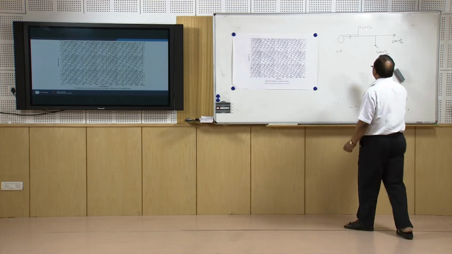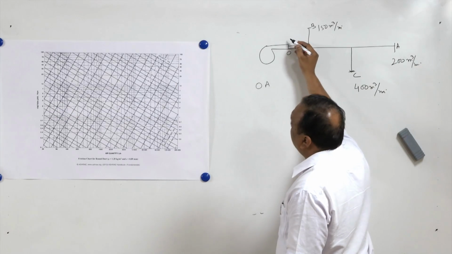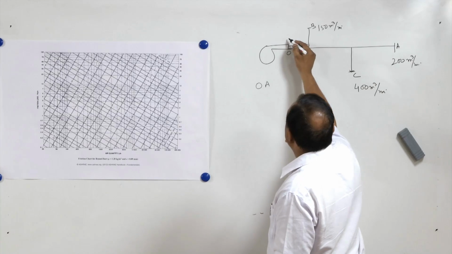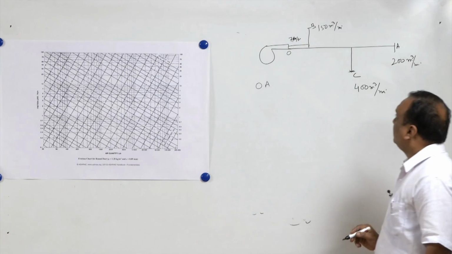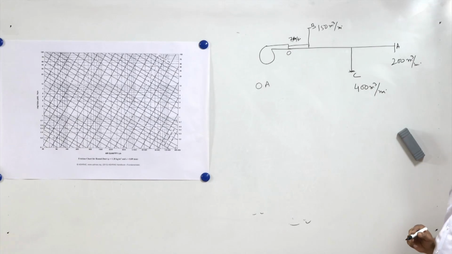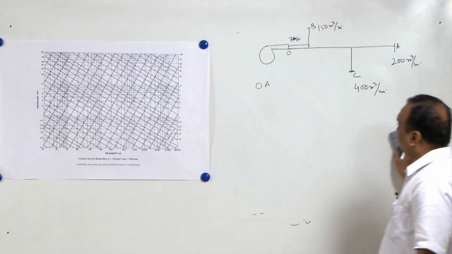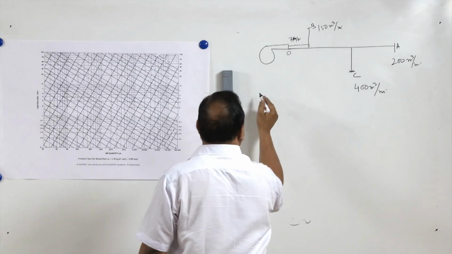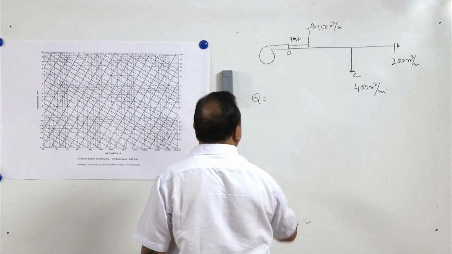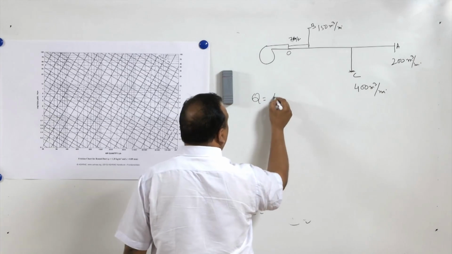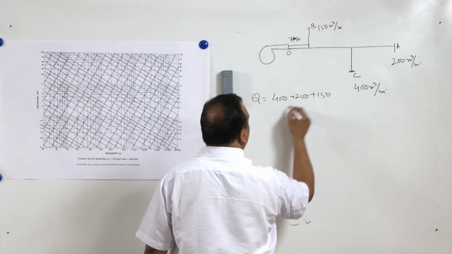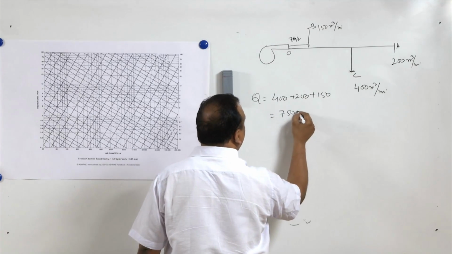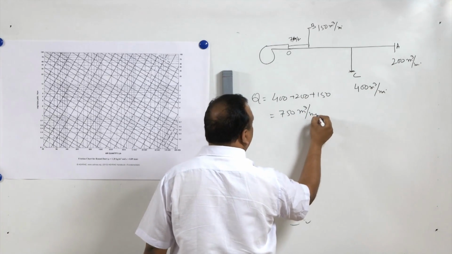Suppose here we are maintaining 7 meter per second velocity. So, first of all we will take the total discharge. Total discharge Q is how much? 400 plus 200 plus 150. It is 750 meter cube per minute.